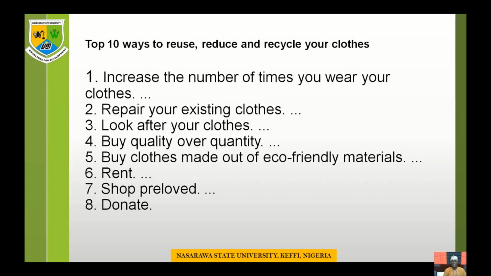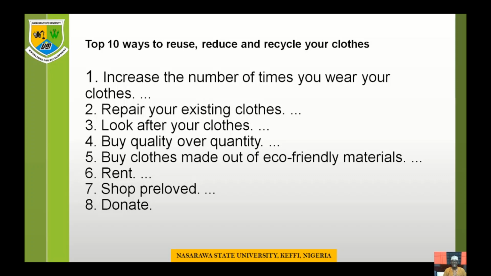Also, repair your existing clothes. When you have your existing clothes, because you are well-to-do, then the moment that your clothes get torn, you throw it away. You are not helping the environment at all. It's better that you repair it and continue using it. And also look after your clothes.